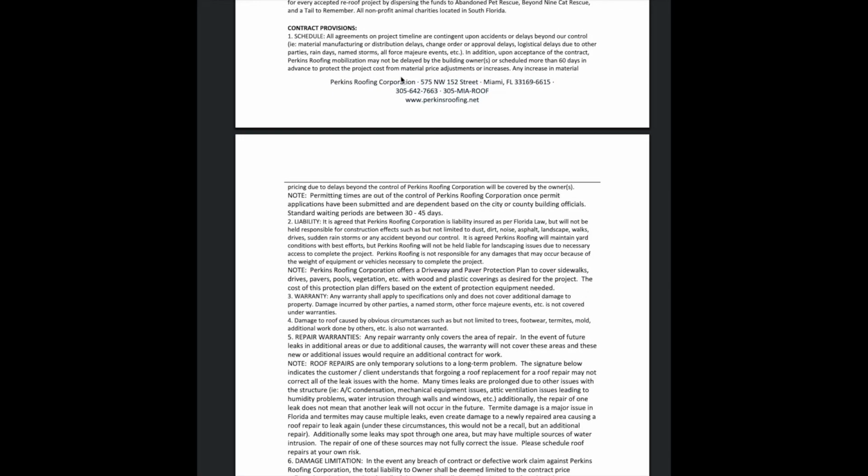We can see here, number 1 is the schedule. This basically says that timelines are contingent upon accidents or delays beyond our control. So if there's an issue with a material that we need, where there's a delay in the manufacturing or distribution or the logistics of us getting our materials on time, or there are rain days, named storms, then that can affect the schedule of the project that we are completing, and we are not to be held responsible for that.